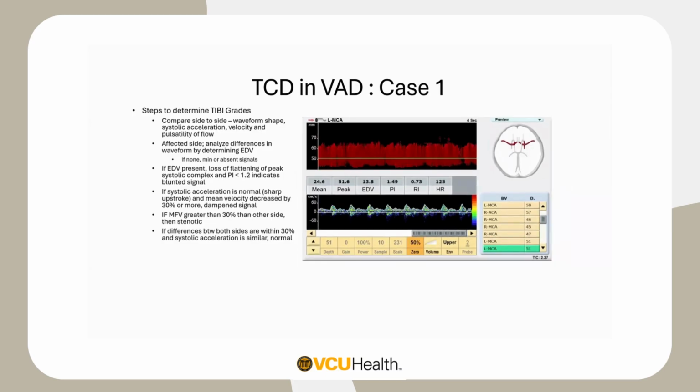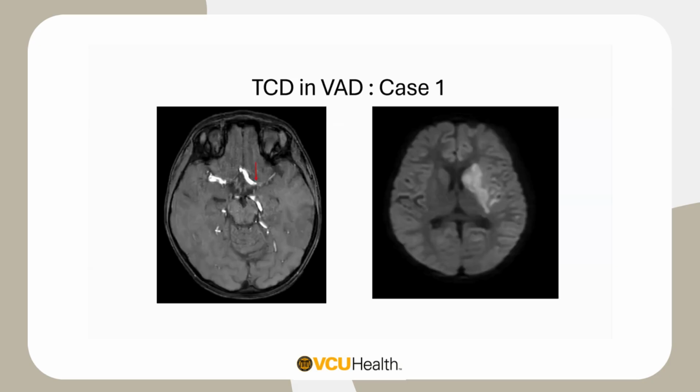But then when you look at the other side, there's lower flow. The waveforms seem more blunted on the left MCA. So we definitely felt like there was something arterially different between the two sides, and we pushed for neuroimaging. We saw an M1 occlusion, and we were able to go for a thrombectomy for this patient.